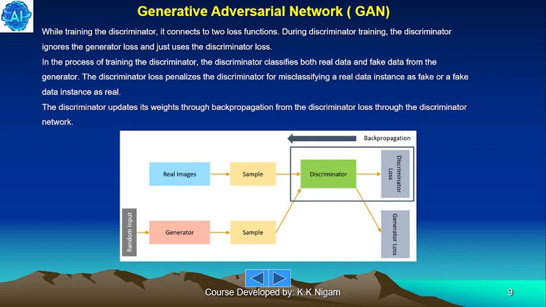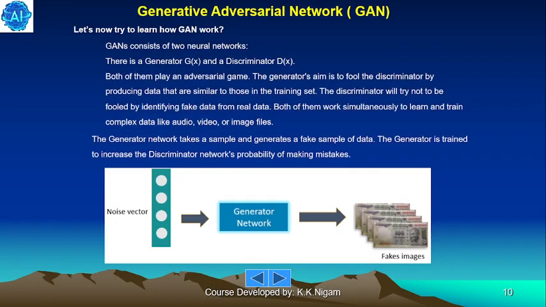The discriminator updates its weights through backpropagation from the discriminator loss through the discriminator network. Let us now try to learn how GAN works.